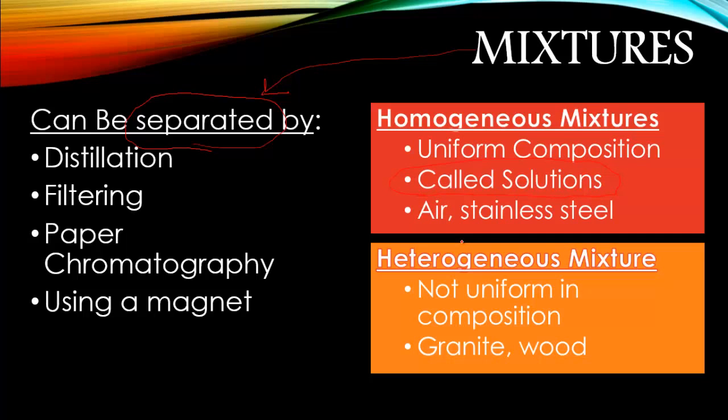Other mixtures are heterogeneous mixtures. These are not uniform in composition. So you're going to be able to see the parts, such as in granite and wood. You can see the ripples in them, or you can see the different pieces of rock and minerals that are in them.